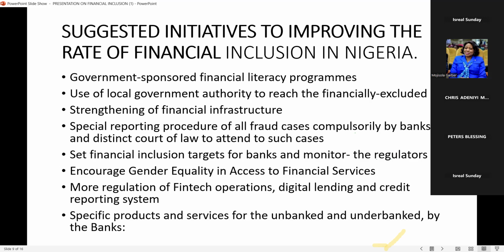Okay, so there has been government-sponsored financial literacy program. If all these things that we have listed here are to be embarked upon, if they are to be deepened, if they are to be publicized and allowed to have effect, then the rate of financial inclusion, that is the number of people who will be having access to financial services, will be increased. One, government-sponsored financial literacy program. Now, part of what we in this class, on this call are doing is also financial literacy.